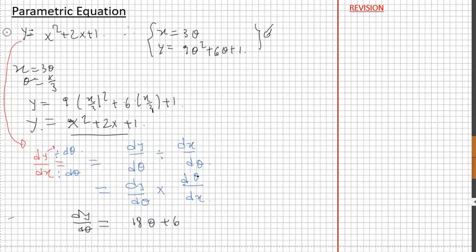Now we need to find the derivative of theta with respect to x. So the derivative of theta with respect to x is the same as the inverse of the derivative of x with respect to theta. The reason why I need to write it in this form is because the function is x and the variable is theta. So we are differentiating the function with respect to theta. So I first need to determine dx over d theta. So that's going to be 3. So I need to apply it to the first equation. So now I have everything that I need.